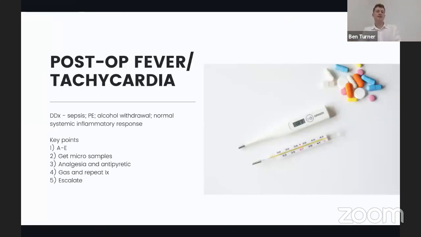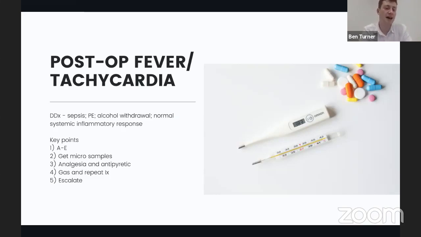So post-op fever and tachycardia are grouped together because they're generally the same sorts of things that you're looking for. Tachycardia and fever normally swing together, and your differentials are going to be sepsis, whether that's a surgical site infection, or a lower respiratory tract infection from pain of the abdominal incision and then not inspiring deeply enough and contracting infection that way. But equally, it could be something medical like a UTI.